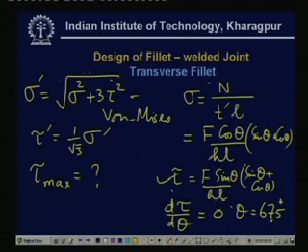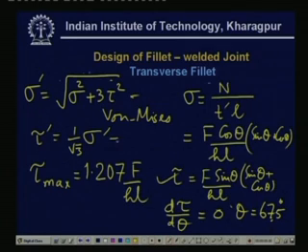If you carry out this relation, you substitute the value of theta in tau here and you get the maximum value of tau to be approximately equal to 1.207 F by h L. This is about the tau max, and if you calculate the same for the von Mises stress, again it appears at the same angle theta equal to 67.5 degree, and that becomes almost equal to 1.25 F by h L.